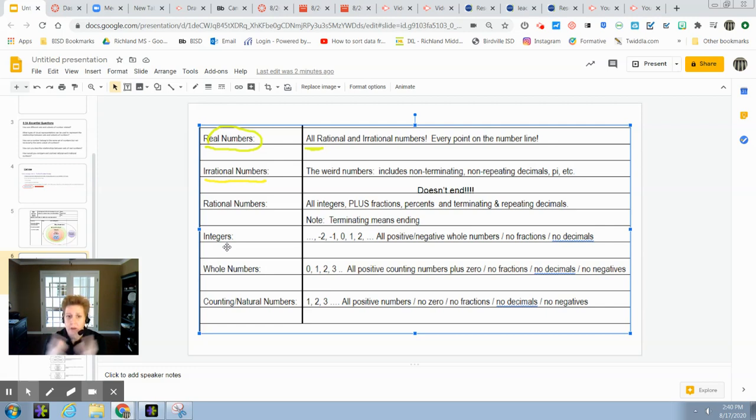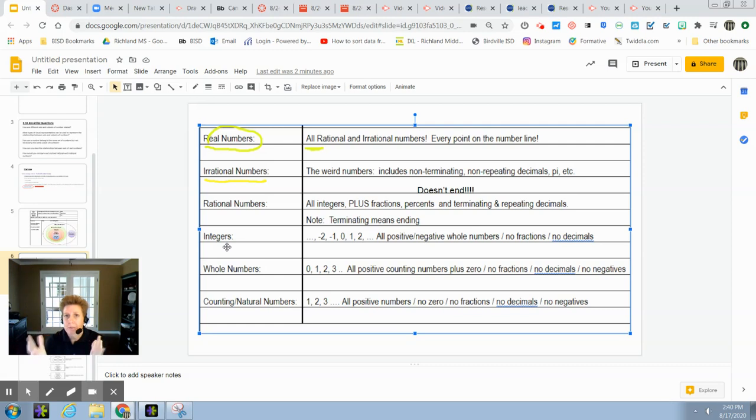Rational numbers are everything else. They include anything you can write a fraction for, like 3/4. If you turn that into a decimal, that would be 0.75. So it ends.